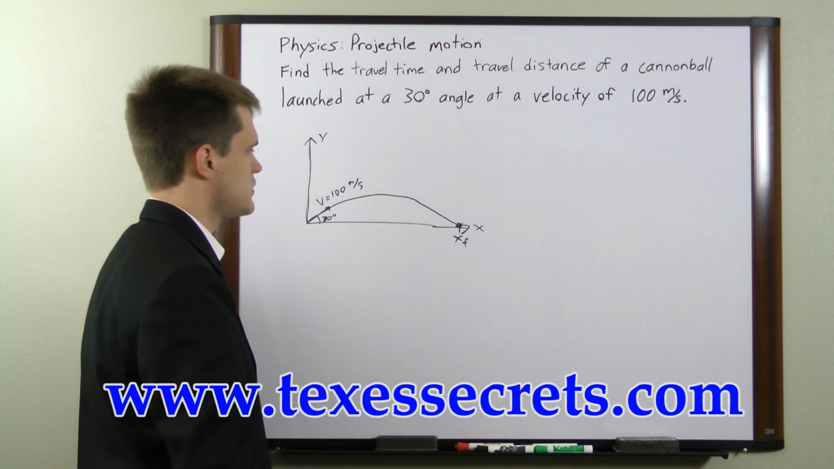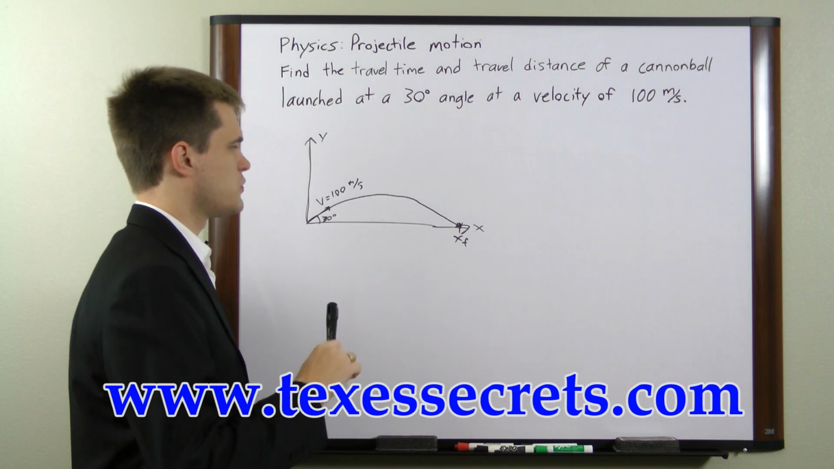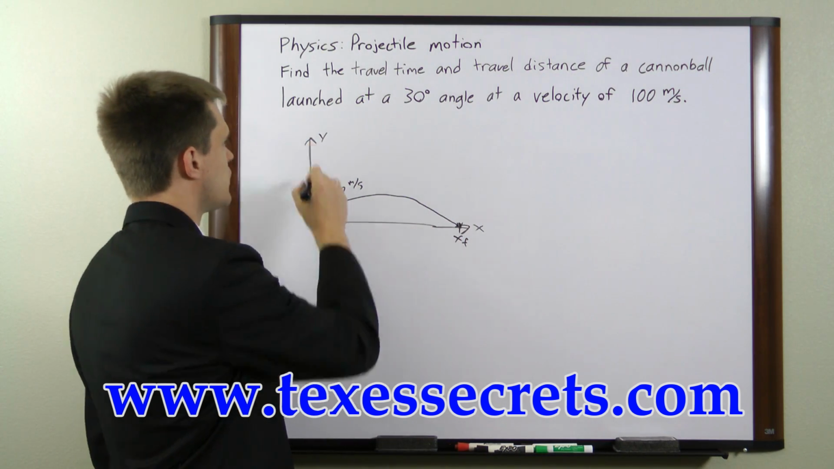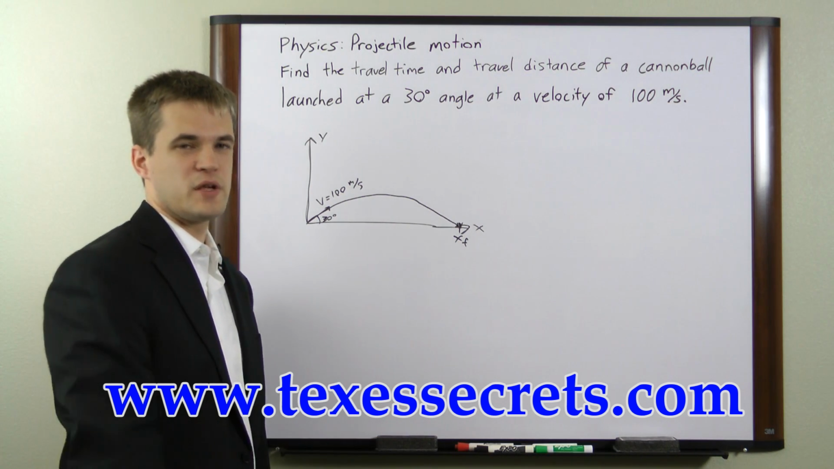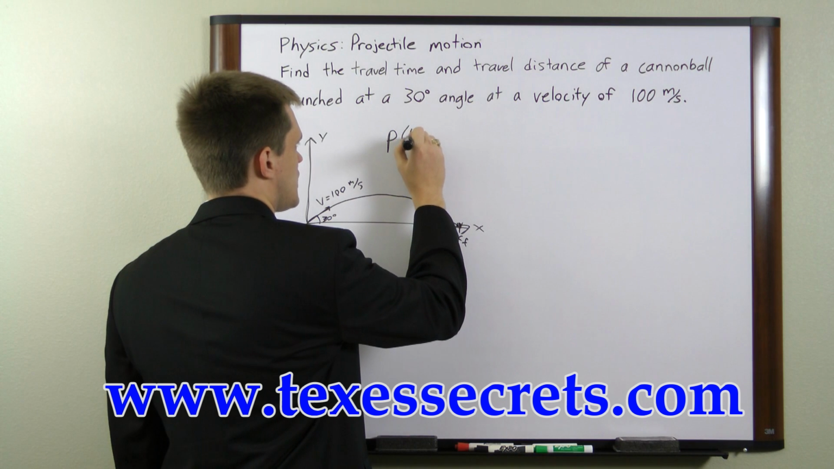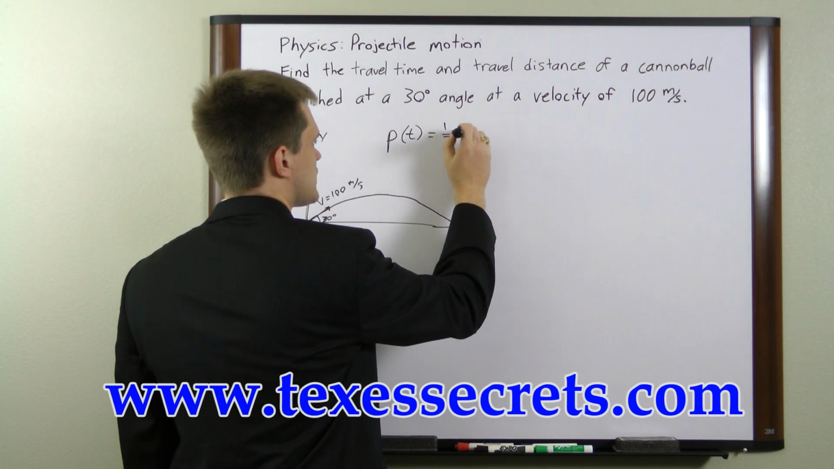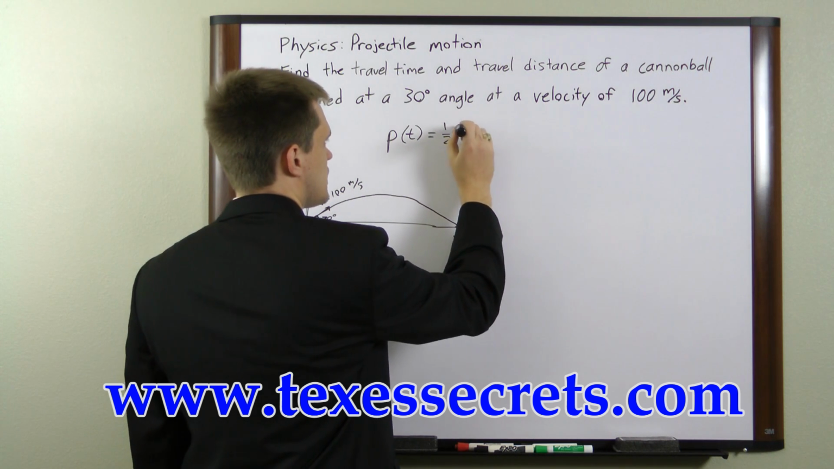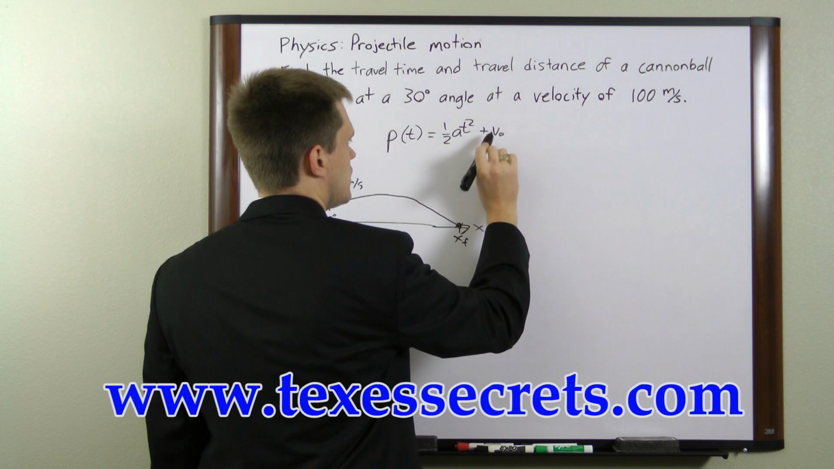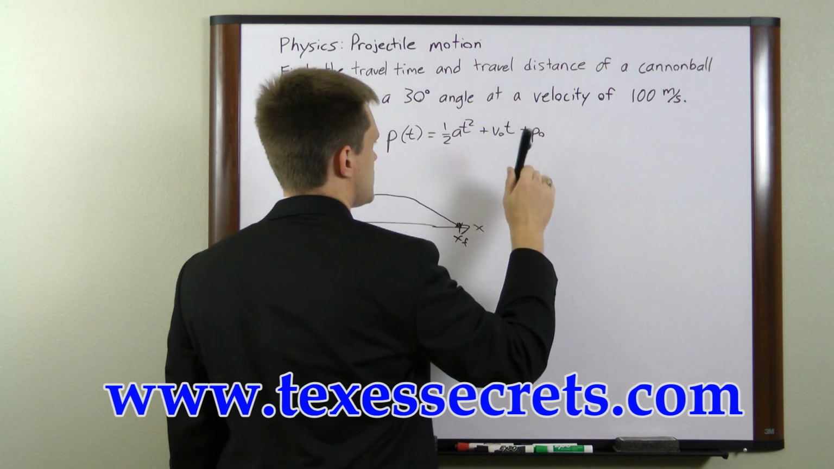So to solve this, we're going to need to use equations of motion. Since it's two-dimensional, we're going to have to use two different equations of motion. One for the x direction, one for the y direction. Now, your basic equation of motion looks like this. Your position at time t equals 1/2 times the acceleration of the object times t squared plus your initial velocity, call it v naught, times t plus your initial position, or p naught.